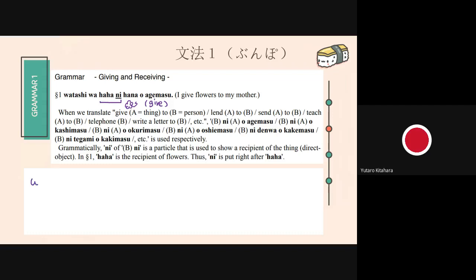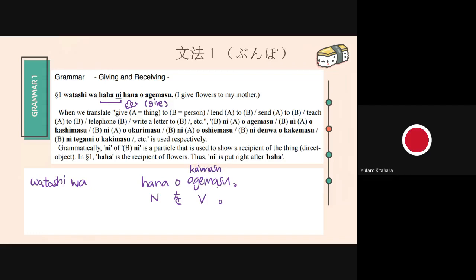Let me write it out here. Watashi wa. I don't care about haha ni first, I take it out. Let's go back to the previous lesson: watashi wa hana wo agimasu. I give flower. I think everyone knows this: person, then noun, then verb. If I change agimasu to kaimasu, I buy flower, that's fine.